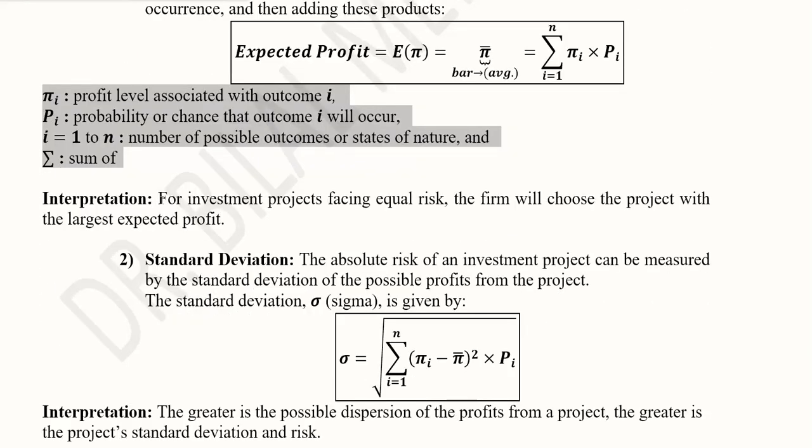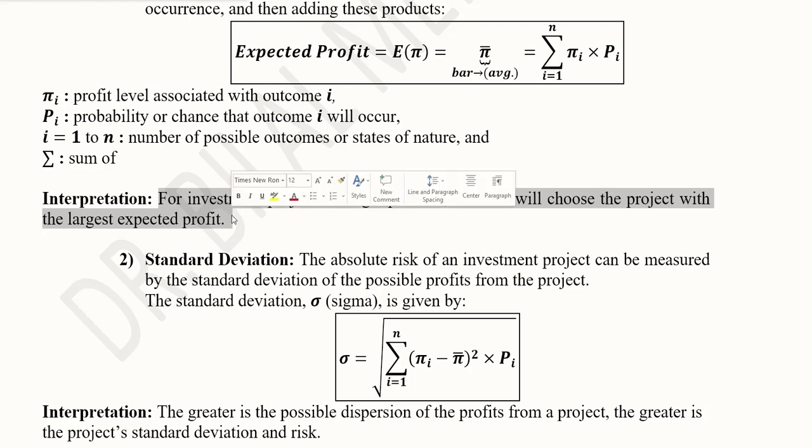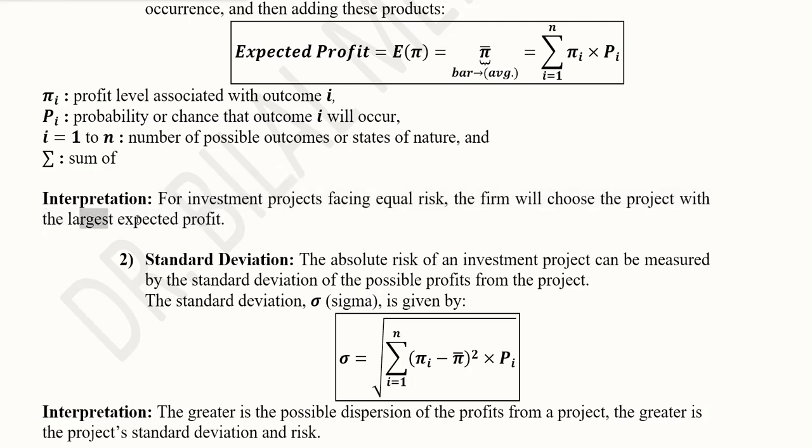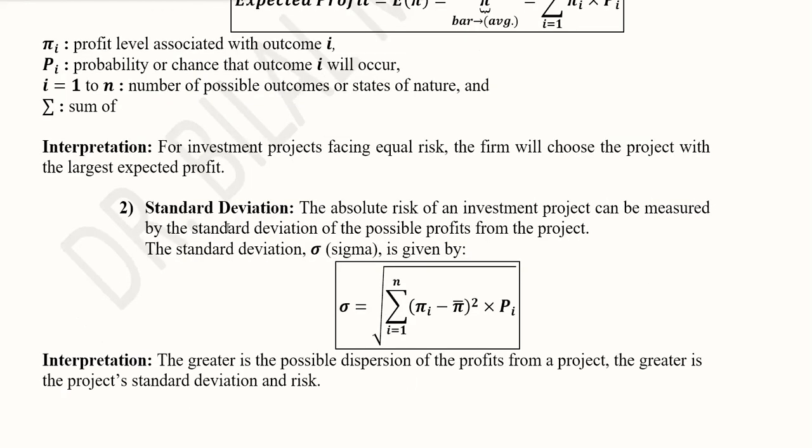The interpretation will be as follows: for investment projects facing equal risk, the firm will choose the project with the largest expected profit. So the largest expected profit should be the touchstone for selecting a certain project.